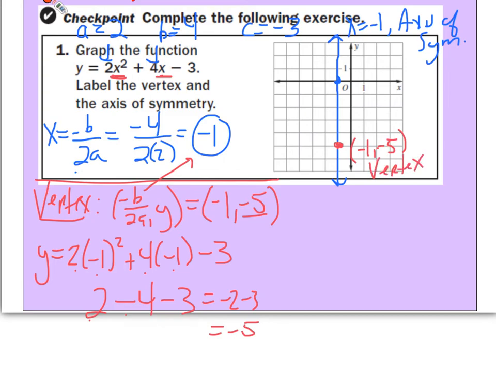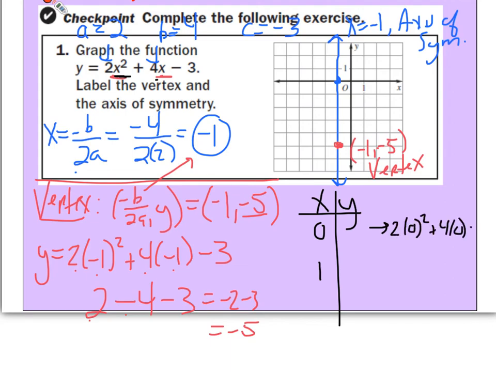Let's finish off the problem by finding 2 points. And why don't we just choose, again, 0 and 1 looks good for this case. If I put 0 in for x, I'm going to get 2 times 0 squared plus 4 times 0 minus 3. That'll be negative 3. So (0, -3) is 1 point. You know what I'm going to do? It's mirrored reflection right now. It's right over here.